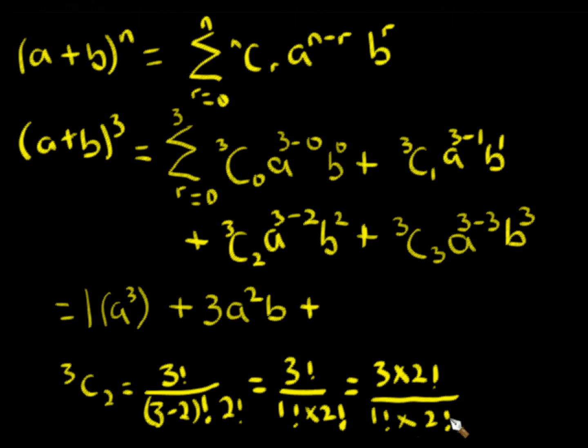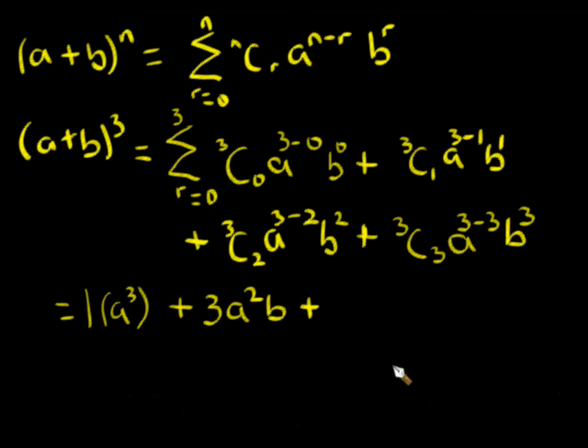Now 3 times 2 factorial over 1 factorial times 2 factorial. So this factorial can cancel out this factorial, right? And in the end we are left with 3 over 1, which gives us 3. So this part of the equation, 3 combination 2, gives us 3.